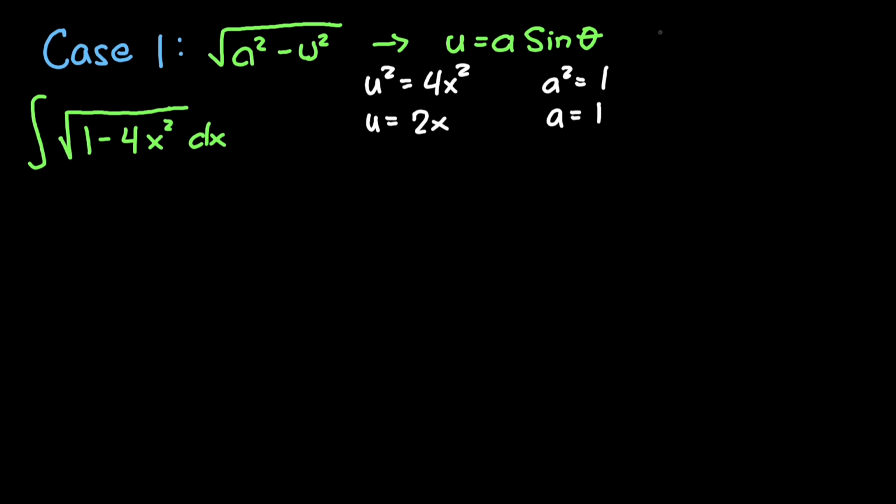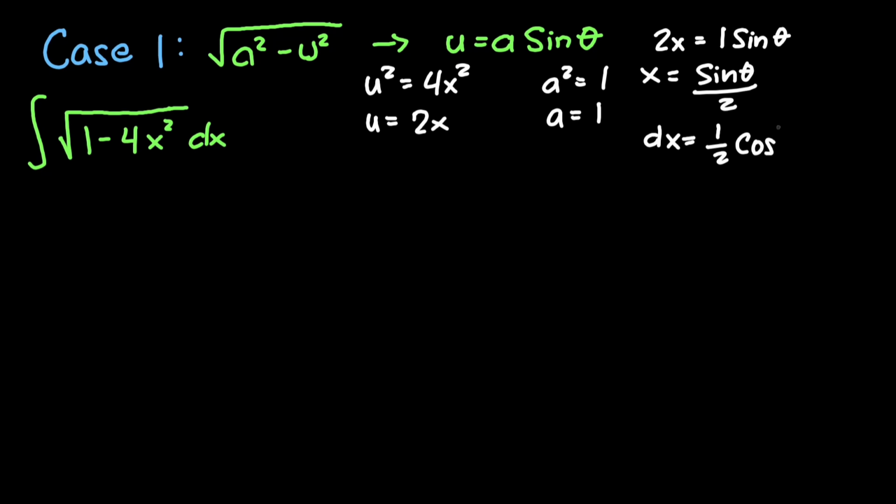So u here is 2x, which would be equal to a, here 1, times sine of theta. And so x right here would be equal to sine of theta over 2. And so the derivative of sine of theta over 2, you can solve this by quotient rule, but the derivative of this is 1/2 cosine of theta multiplied by d of theta.